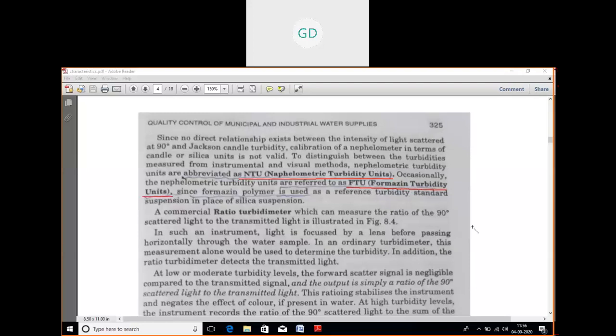We have learned that the scale of turbidity is the silica scale. But sometimes in place of silica, a polymer named formazine polymer is used. In that case, the unit for turbidity is known as FTU, which is formazine turbidity unit. So this much you remember about turbidity. Clear?